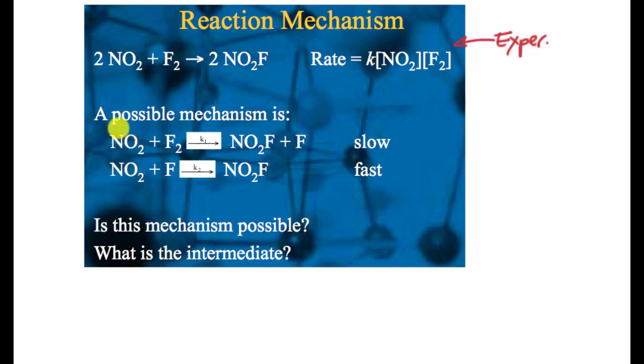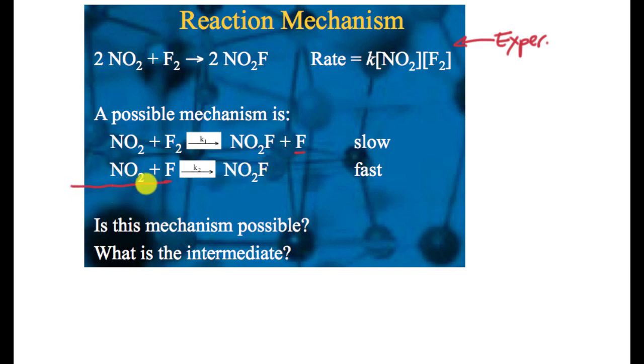So here's our step. This possible mechanism is that the nitrogen dioxide reacts with fluorine to produce this substance here, which is what we want, but we have another thing here. This is your intermediate. Fluorine is the intermediate. Why? Because it doesn't show up in the overall reaction. This is not F2, but that fluorine is being broken apart into a new compound and another fluorine. Then another nitrogen dioxide collides with that intermediate and creates another product.